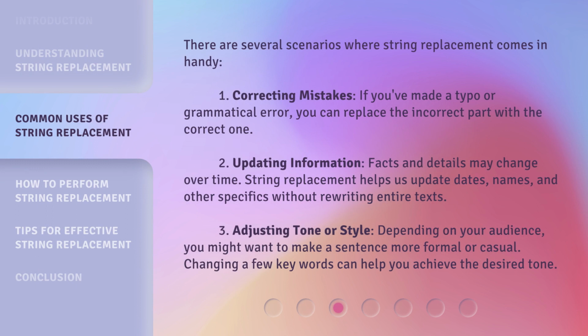There are several scenarios where string replacement comes in handy. 1. Correcting mistakes. If you've made a typo or grammatical error, you can replace the incorrect part with the correct one. 2. Updating information. Facts and details may change over time. String replacement helps us update dates, names, and other specifics without rewriting entire texts.